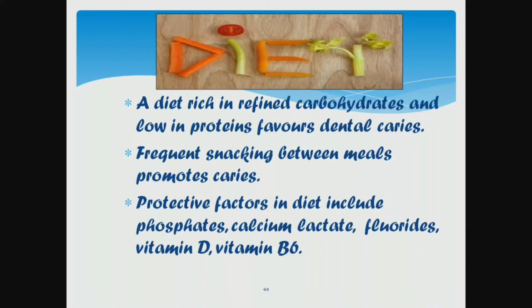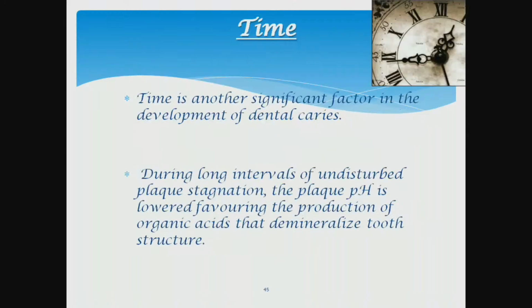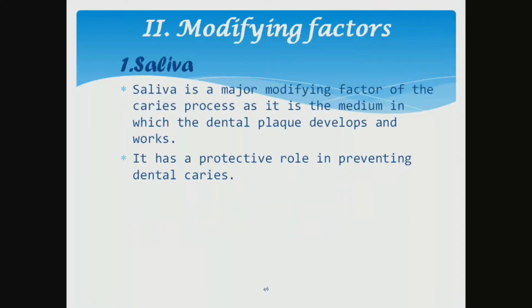Protective factors in the diet include phosphates, calcium lactate, fluorides, vitamin D, and vitamin B. All these factors are important. Time is another significant factor in the development of dental caries. During long intervals of undisturbed plaque stagnation, the plaque pH is lowered, favoring the production of organic acids that demineralize the tooth structure.